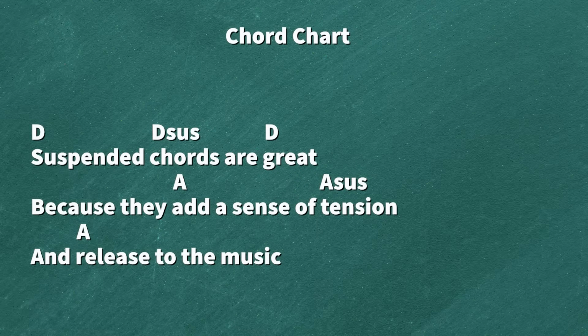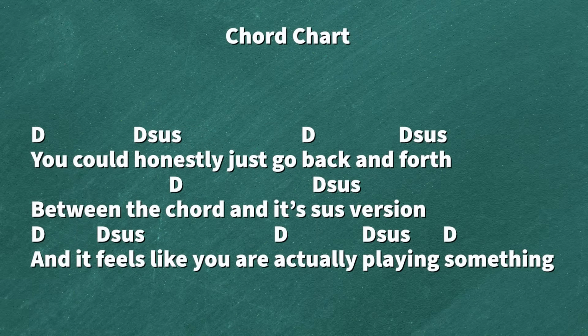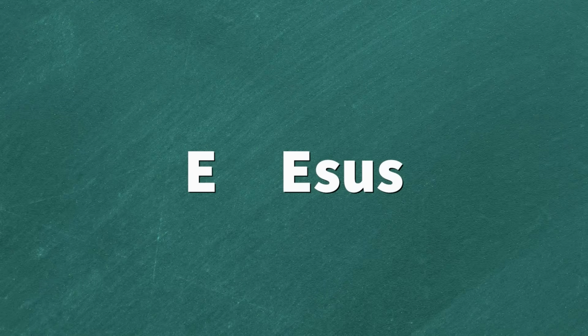Suspended chords are great because they add a sense of tension and release to the music. You could honestly just go back and forth between the chord and its sus version, and it feels like you're actually playing something. Now, just like E and E major are interchangeable, your E suspended and E sus are interchangeable. But you'll never see it written out like E suspended. It'll always say E sus or D sus or C sus. And you can really hear that sense of tension and release while you're switching between the 2 chords.